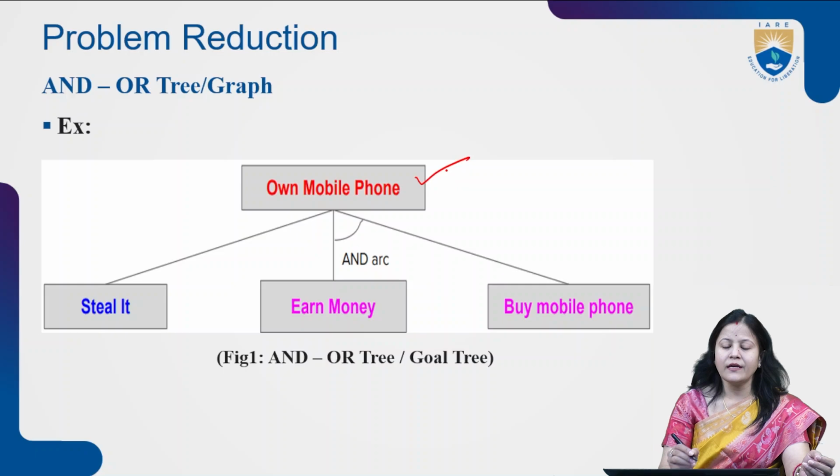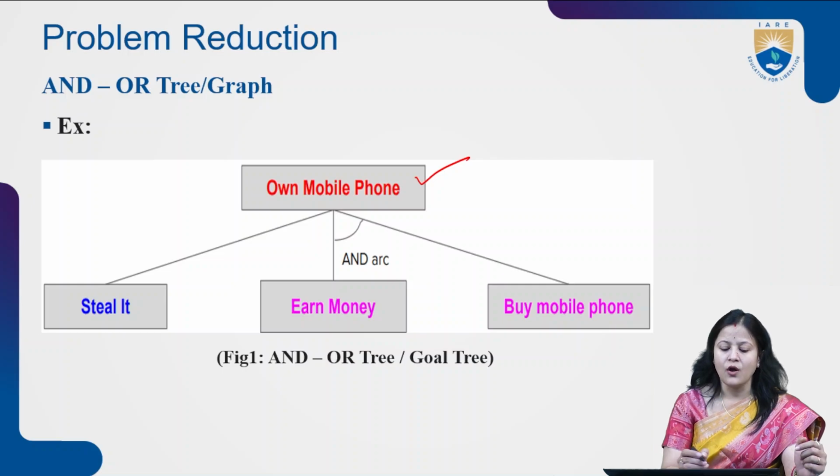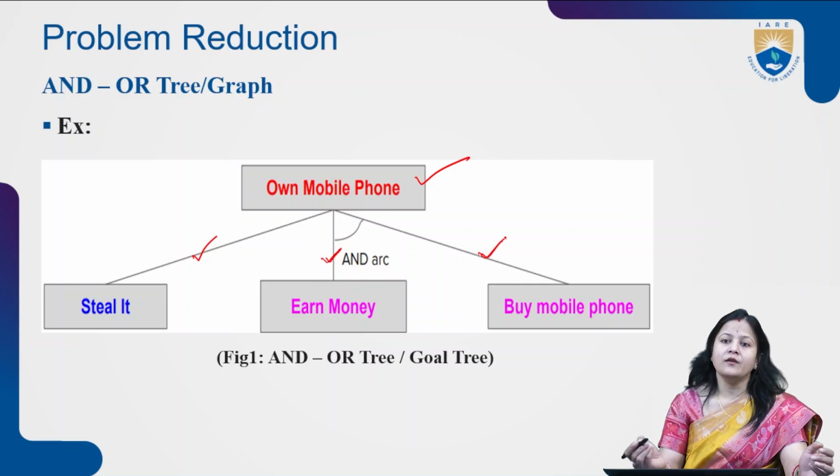Now the goal state is how to own a mobile phone, how you can achieve a mobile phone. So there are two alternate ways. One way is this one. Either you steal it from somebody, directly you can achieve the mobile phone, or else you earn money and buy the mobile phone. How can you earn money? That means you work hard, earn money and buy the mobile phone.